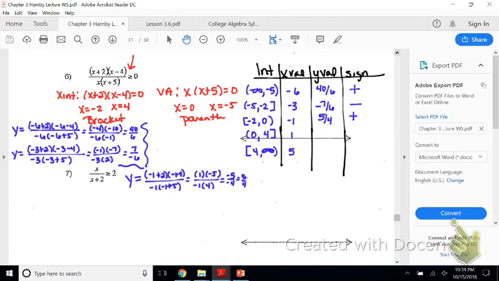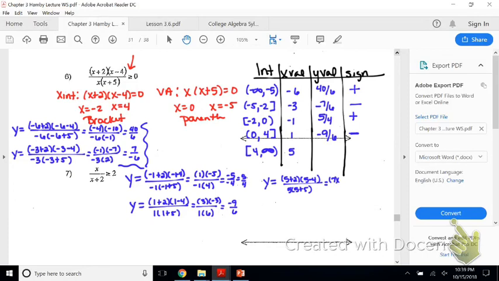+5/4. Plug in +1. Don't even worry about reducing it. Remember, the big thing is we need to know if it's positive or negative. And finally, what I've been waiting for, the last one, so plug in 5. +7/50.